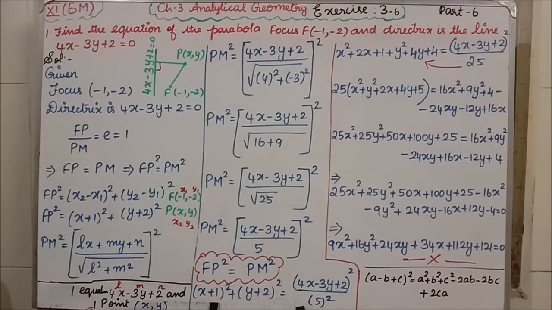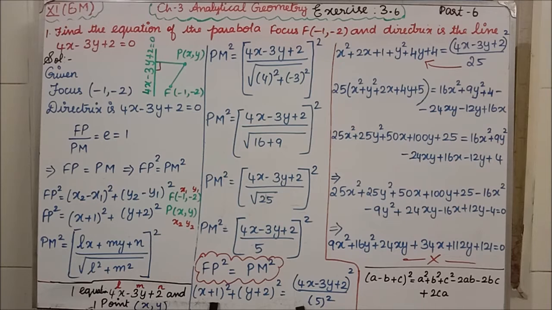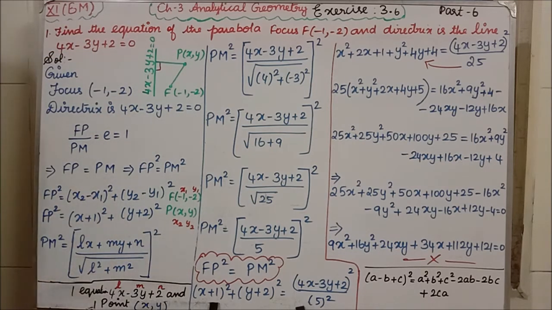Directrix means what? The fixed line. This line is the directrix. Focus means what? The fixed point. This point is the focus. F(-1, -2) they have given. Then this point is what? This is the moving point. We will say it as parabola, P(x, y).